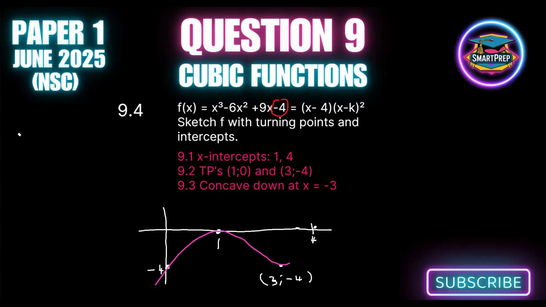Let's just do that. And it goes through that, right? Through that 4. Okay, and then we just put an arrow here and an arrow there. Mark our x and our y axes. And we are done.